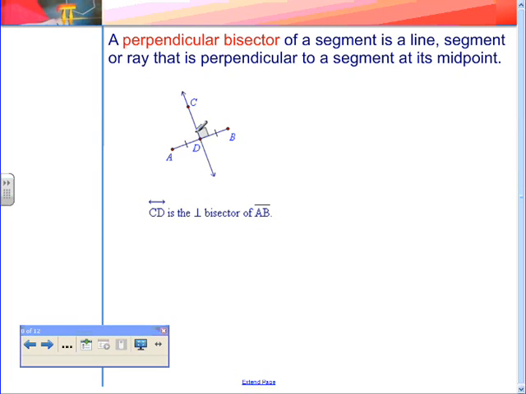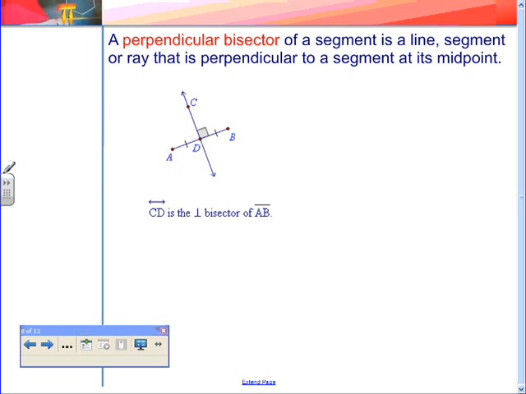And I know it is because I see the right angle here. And of course, if that's a right angle, this would be a right angle over here as well. I see the congruent marks here to show me that segment AD is congruent to segment DB. So we know that D is the midpoint, and then line CD is intersecting at D, and we've got that right angle there, so we're good to go.